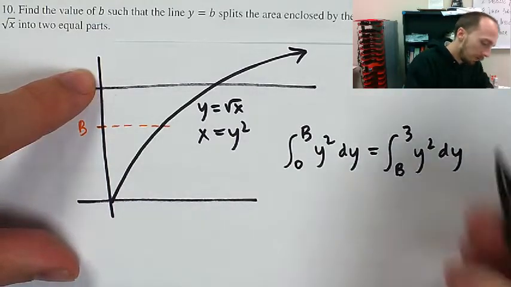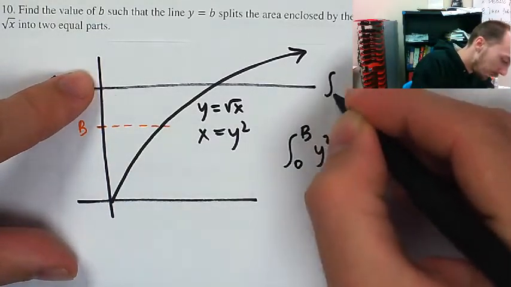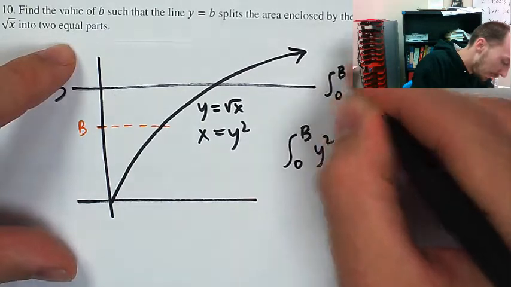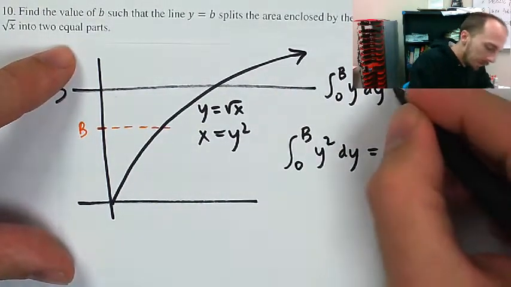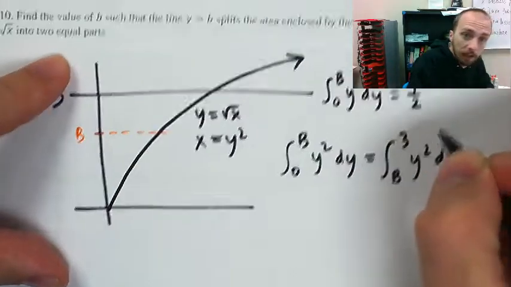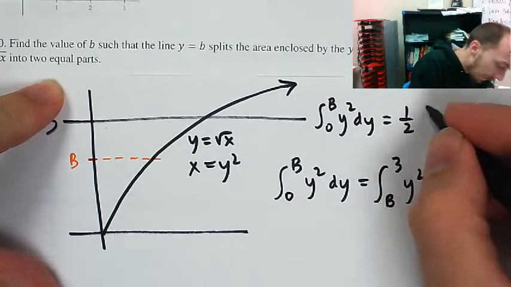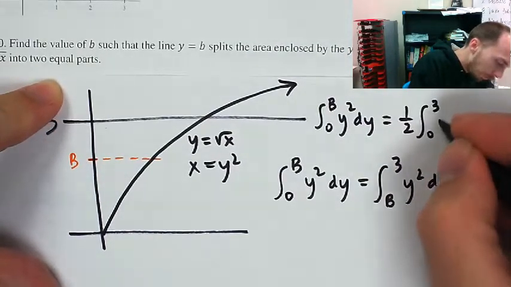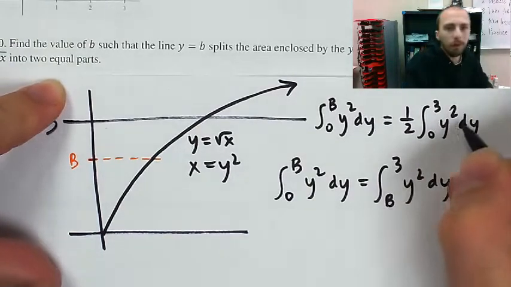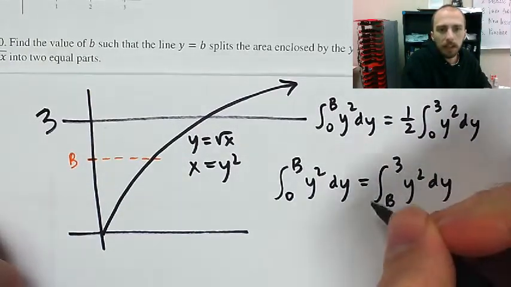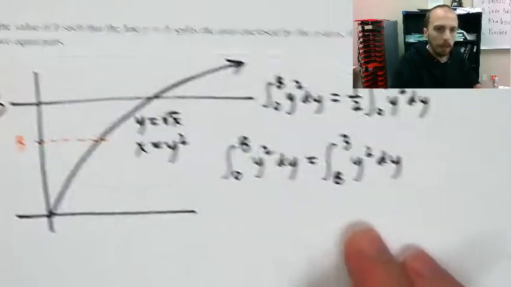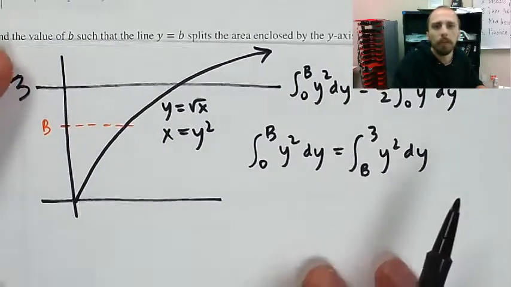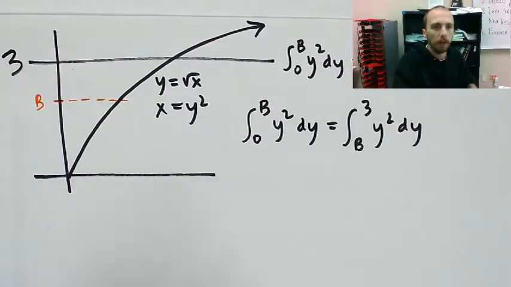Another option you do have, though, is, and I'm going to do this up here, 0 to b of y squared dy is going to be equal to half of the entire thing. You can even see that. Half of the integral from 0 to 3 of y squared dy. Okay, I don't just love this technique. It really doesn't matter. It's the exact same thing. But I have always kind of set them up as the two are equal, and you can solve that way. You can do the other one. Doesn't matter. You solve it for b.